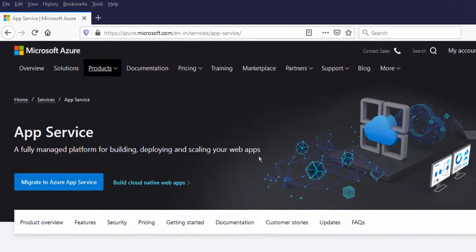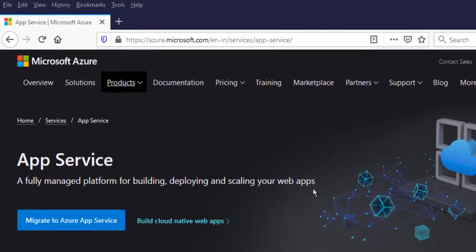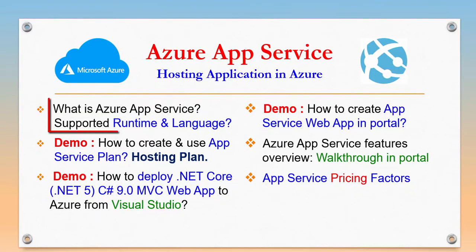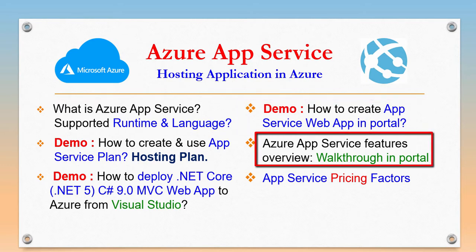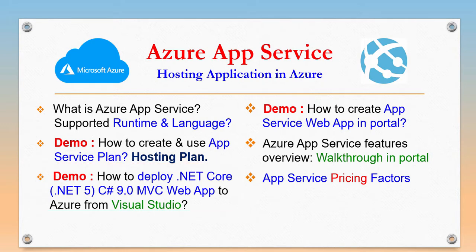I am Swarnendu. In this video, we will be learning how to deploy .NET Core Web Application into Azure using Azure App Service. First, we will understand what is Azure App Service. Next, we will be creating App Service Web App in the Azure portal. After that, we will be discussing about some important features of Azure App Service. And at last, we will be deploying .NET Core Web Application in the Azure from the Visual Studio.